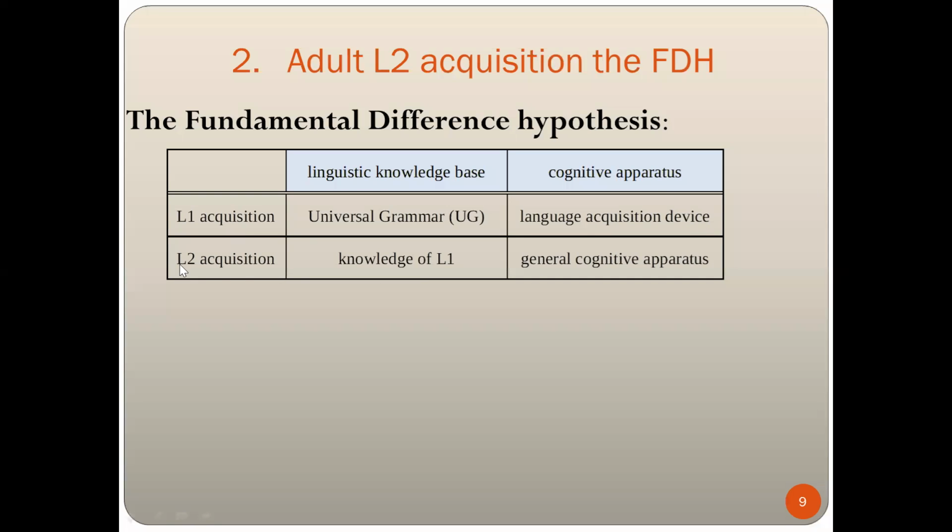In contrast, second language acquisition operates on the basis of the knowledge of the first language. So if universal grammar is the starting point of first language acquisition, the first language is the starting point of second language acquisition, and we use general learning procedures, so our general cognitive apparatus, to learn a second language.